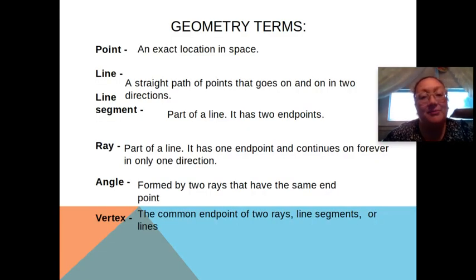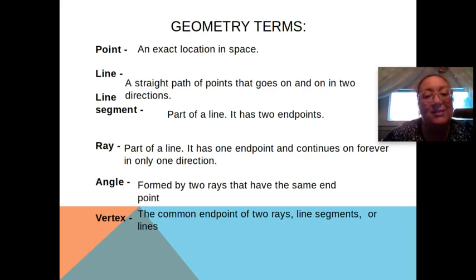Here are some geometry terms that you need to know. A point is an exact location in space. So right now my cursor is pointing at a period, which in math terms you would call a point. A line is a straight path of points that goes on and on in two directions. And you're going to know that a line has an arrow on each end. That's how we can figure it out.